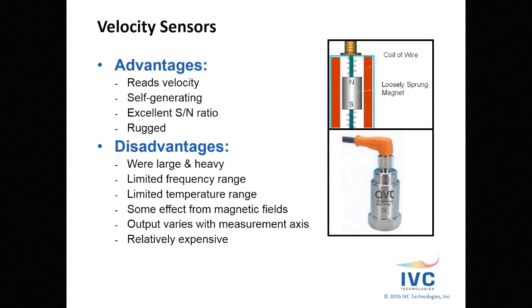They can be affected by magnetic fields. The output varies with the measurement axis. So if it's designed to measure vertically, it needs to be in the vertical mounting orientation. If you turn it on its side, you won't get the appropriate vibration output. It's not going to be scaled anymore. It's not going to measure properly. And also, they're relatively expensive.